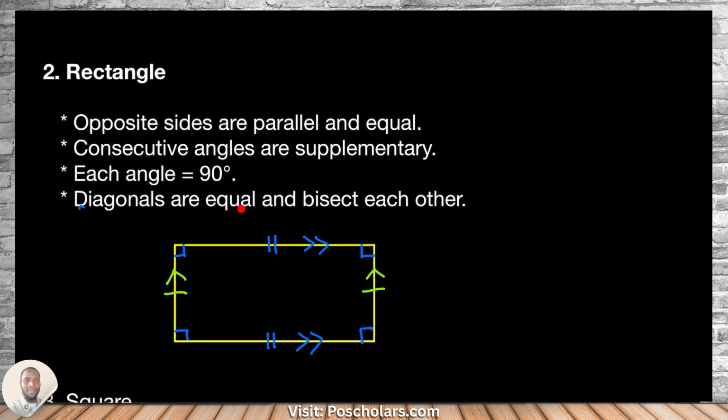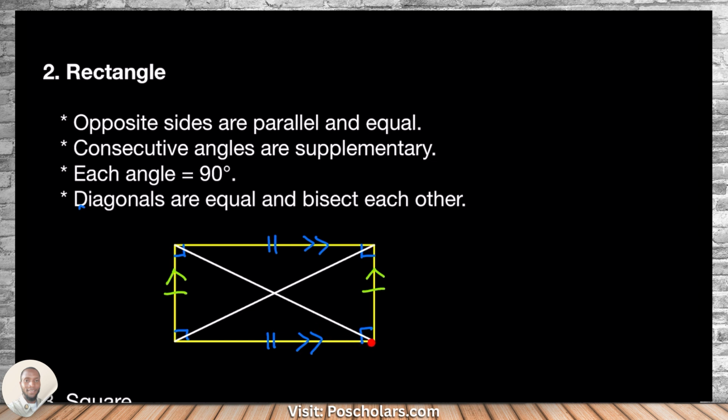So the last property says diagonals are equal and bisect each other. So let's check and see how true. The first diagonal is from here to here. The second diagonal is from here to here, right? So very true. The diagonals are equal.